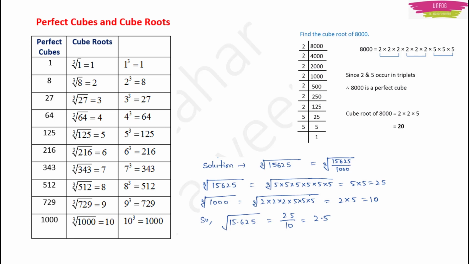Then I will see the cube root. I will remove those. See, 5 is there 6 times, right? So the cube root will become 5 into 5, and here 2 cube is there and 5 cube is there. So I will remove the cube root with the cube. I will have 2 into 5. So 25 and 10 I have. Now I will divide this 25 and 10. I will get 2.5. This will be the solution for the cube root of 15.625.